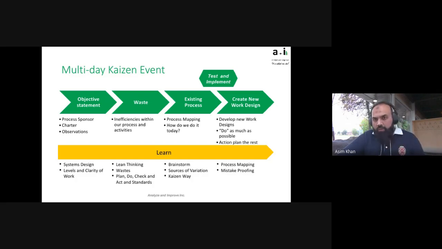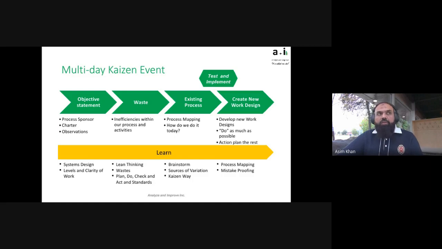In the middle, as you see, there's a box on top that says test and implement, or some people call it try storm. Really, the understanding is as you're moving from the as-is process or existing process to the new process, if you have the ability to try it, you try it during the event. So this allows you to come up with an idea, try it, and then implement it if you can within the same time period. If it's a week-long event, you may have some time to test some ideas.